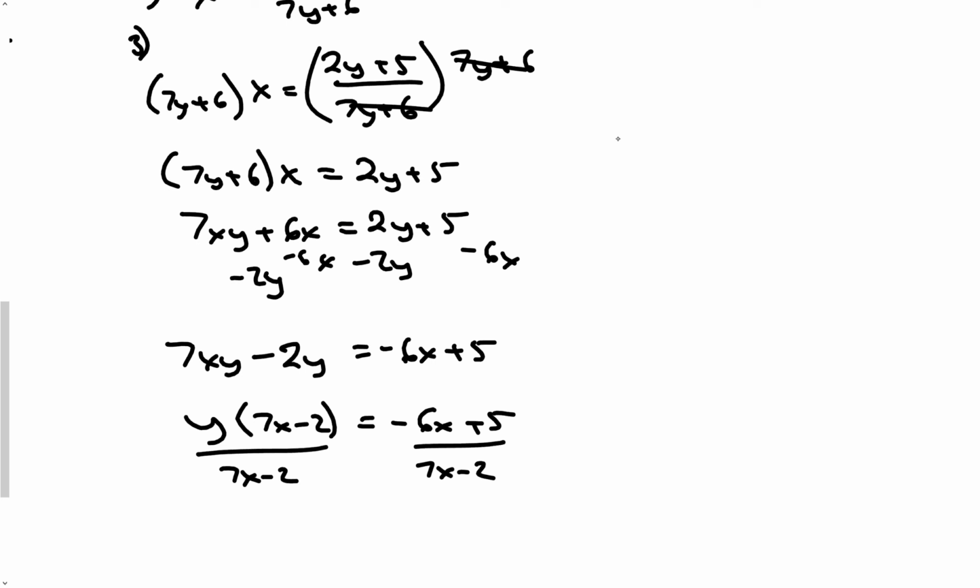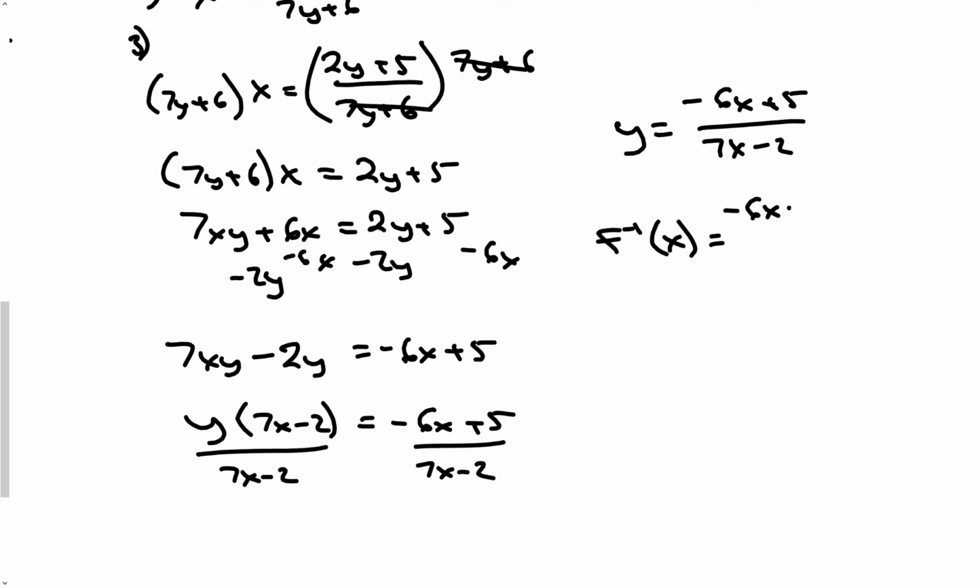So my function now looks like y is equal to negative 6x plus 5 over 7x minus 2. And this is the last step, step 4. This is an inverse function, so I can write it with the inverse function notation, f inverse of x. And of course, to keep my denominator from being equal to 0, to keep this function from being undefined, my new x cannot be equal to 2 over 7. That is my new restriction on the variable x.